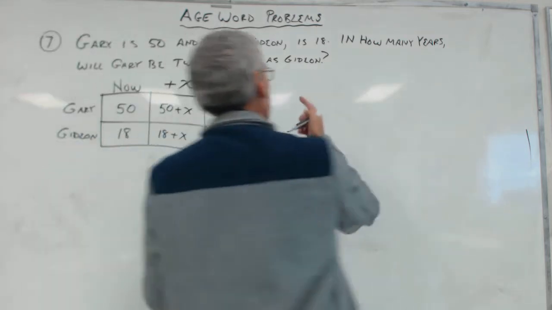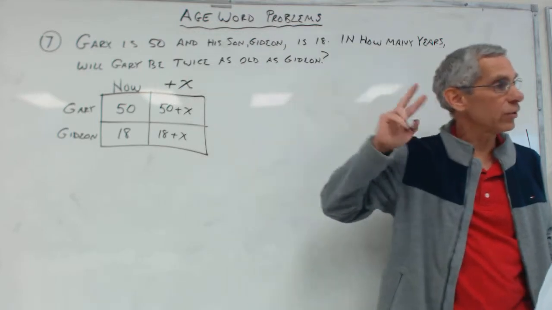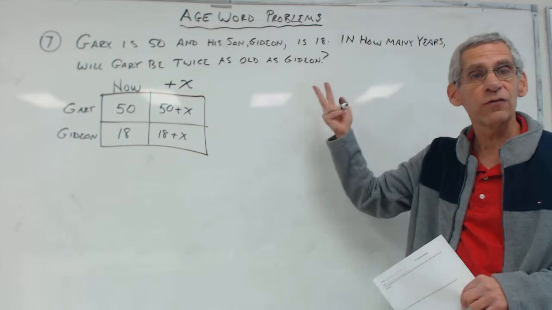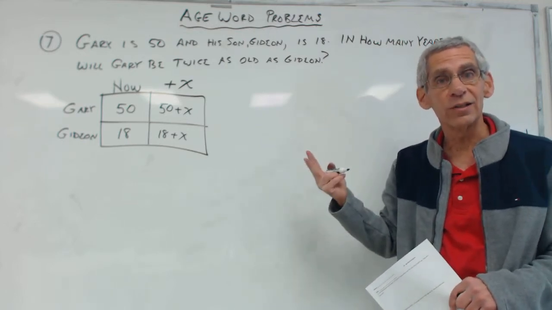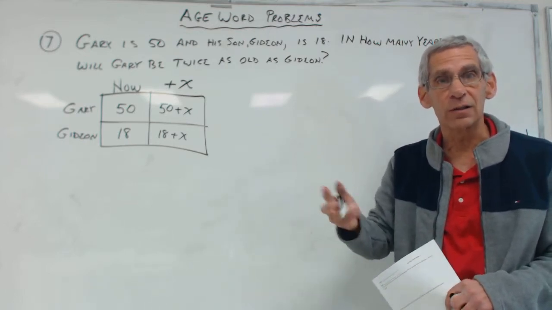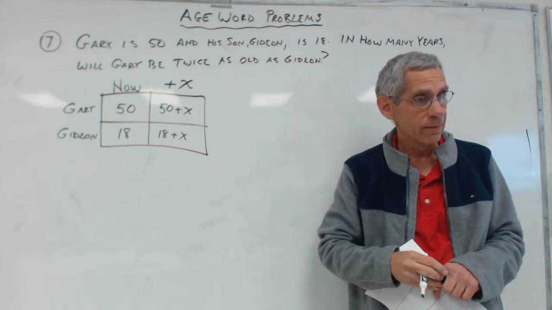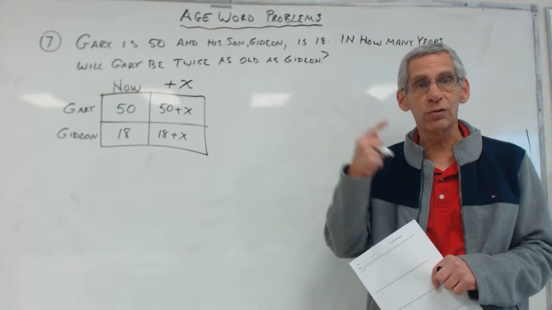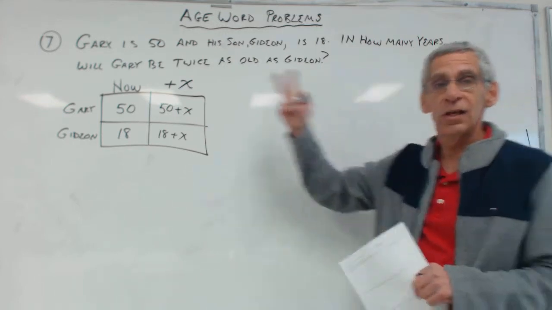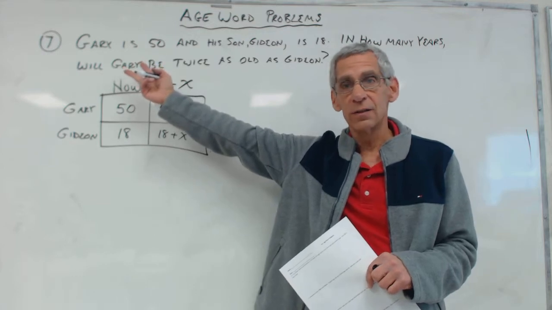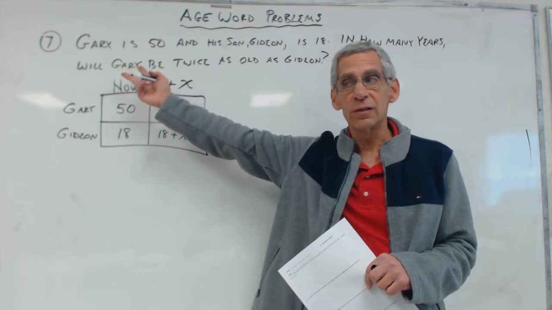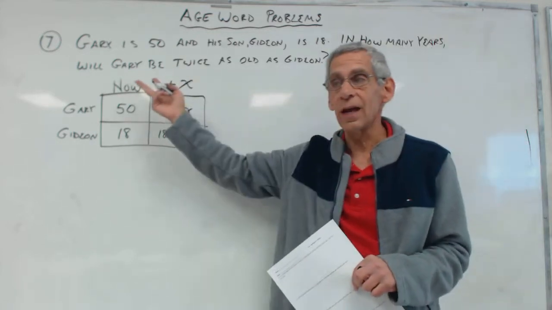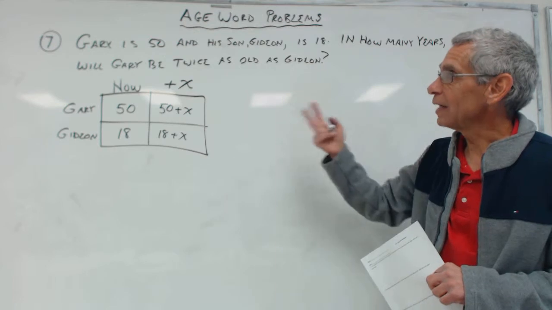Okay, so now, this is the trick. This is slightly trickier than the other one, only because it's written as a question, and you're going to write an equation, which is a statement. It is not a question. Something equals something. So what you have to do is change this question into a statement. It says, in how many years will Gary be? So Gary will be.